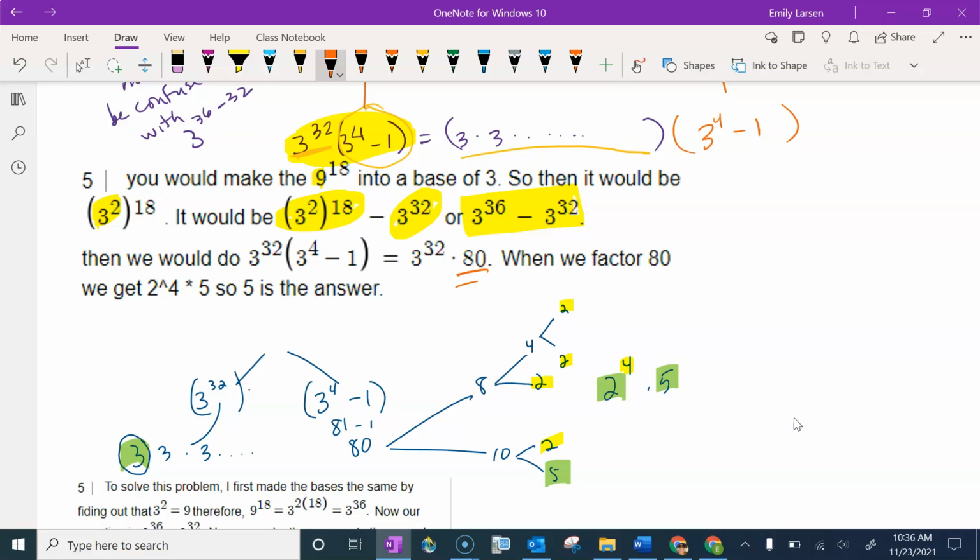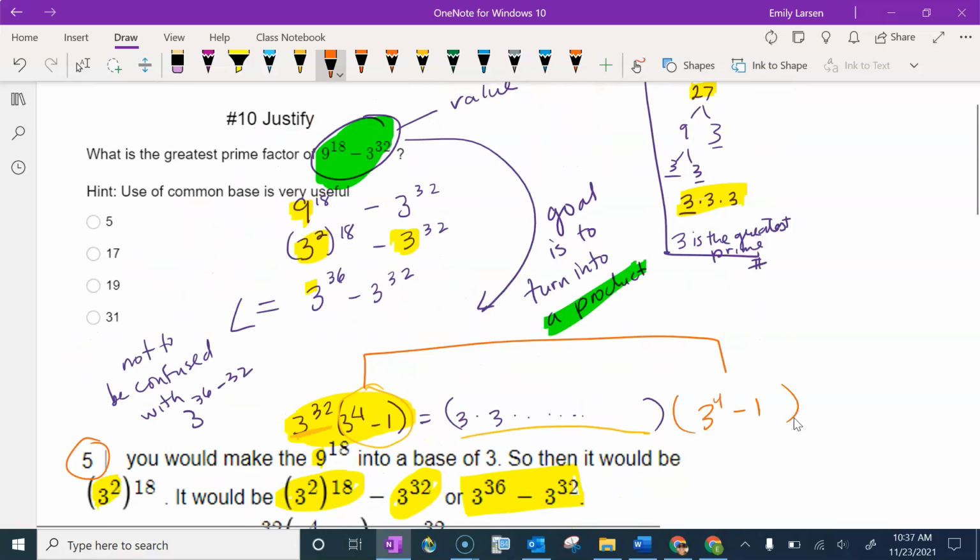That's smaller than 3. We're looking for the greatest prime factor. And then you have this 5 here. This 5 is larger than 3, and so that's where the student is getting their answer. So when we factor 80, we get 2 to the 4th times 5, so 5 is the answer. 5 is the greatest prime factor of the original difference, which was right here.